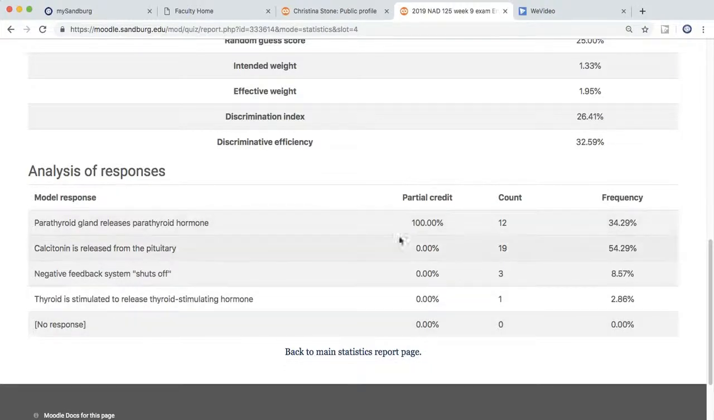So my question to myself is, for next year, I'm going to make a notation that I need to cover this a little bit better. I don't want to teach to the test, but I want to make sure the items are covered well so the students actually understand it and remember it. Maybe this answer choice here, I need to change so that the students will realize maybe calcitonin is released from the hypothyroid.